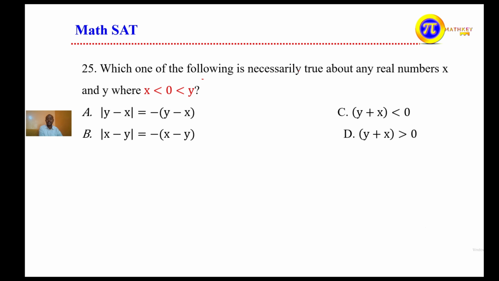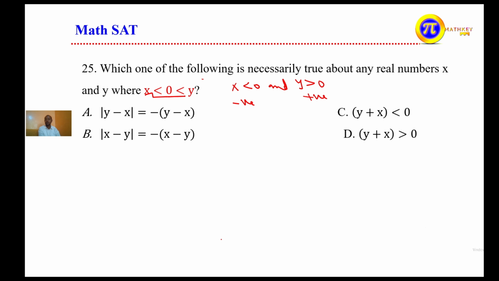Which one of the following is necessarily true about any real number x and y where x is less than 0 and 0 is less than y? What does this imply? This implies that x is less than 0 and y is greater than 0. This means x is negative, but y is positive.